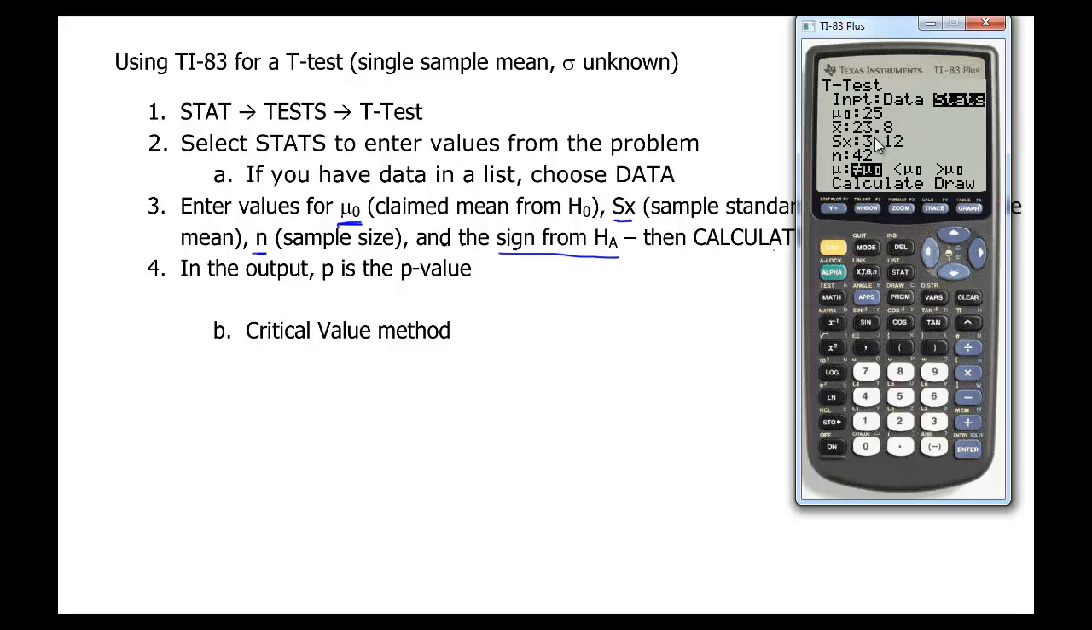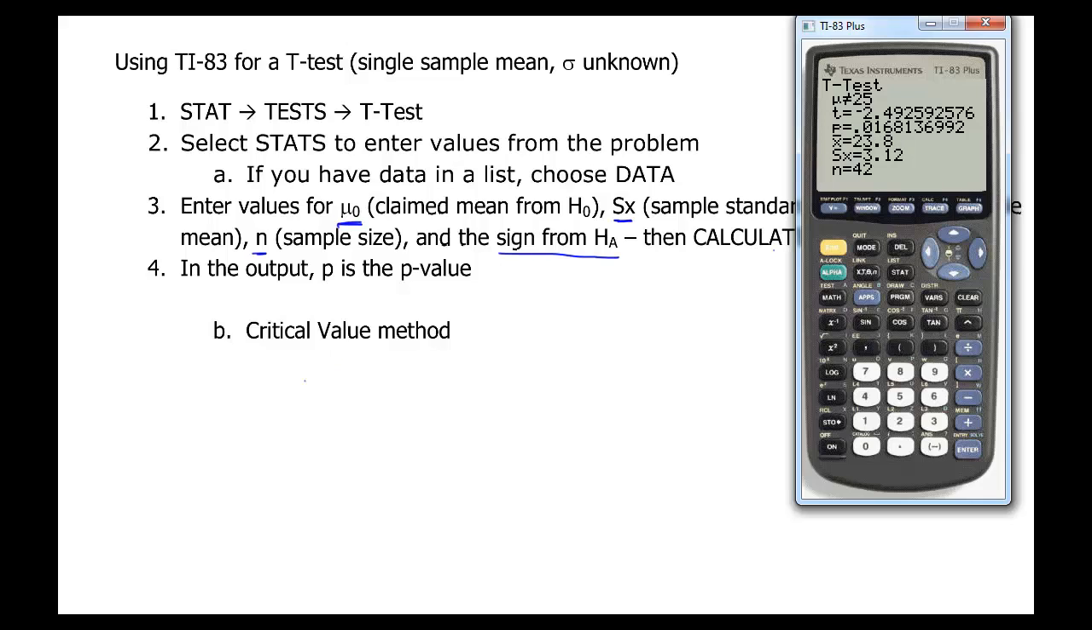So the population mean claimed is 25. The sample mean is 23.8. Sample standard deviation 3.12. Sample size 42. In the problem, it was asking if it's different, so we use not equal to, and we calculate. So here's our t, negative 2.49, just like we got doing the equation by hand. But now you can see the p-value, 0.0168, we have an exact number for it rather than just a range.